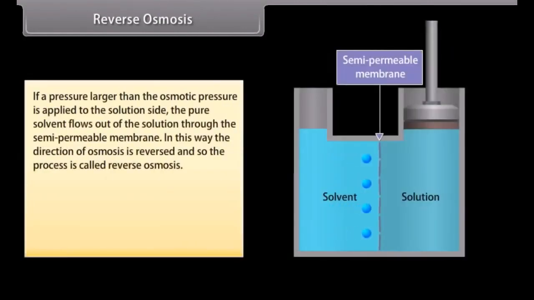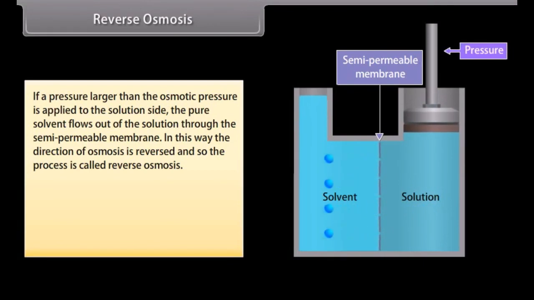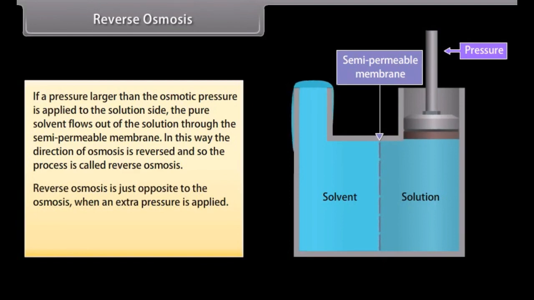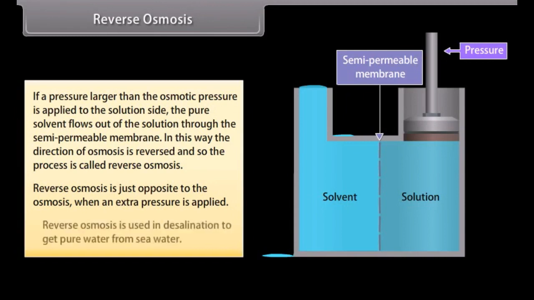Reverse osmosis. If a pressure larger than the osmotic pressure is applied to the solution side, the pure solvent flows out of the solution through the semi-permeable membrane. In this way, the direction of osmosis is reversed and so the process is called reverse osmosis. Reverse osmosis is just opposite to the process of osmosis when an extra pressure is applied. Reverse osmosis is used in desalination to get pure water from seawater.